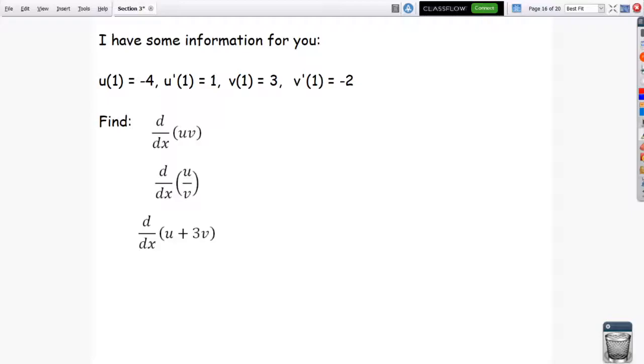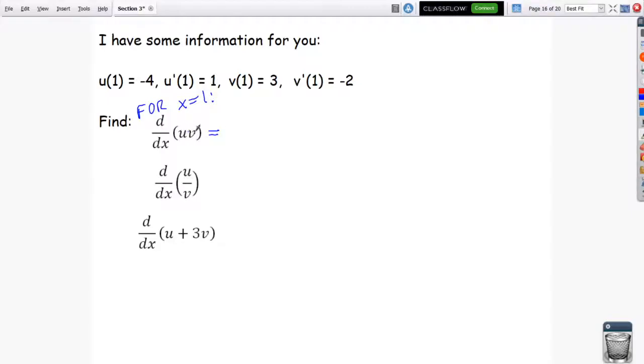So looking at these three expressions right here, you have to know that u of 1 is equal to -4. You have to know that u prime of 1 is equal to 1. v of 1 is equal to 3. v prime of 1 is equal to -2. This question should actually say, find all of these for x equals 1. You can't find this anywhere other than x equals 1. And what you're trying to do here is you're really just trying to apply all those rules.